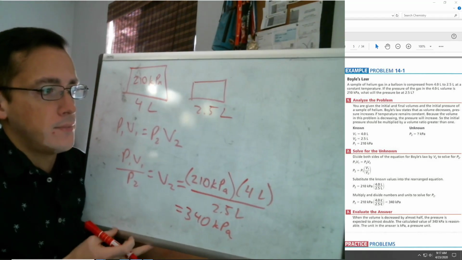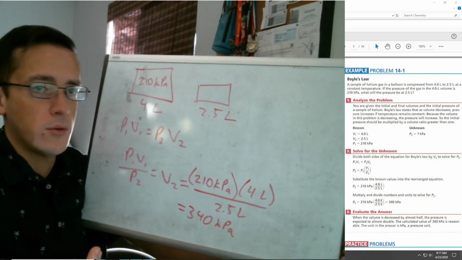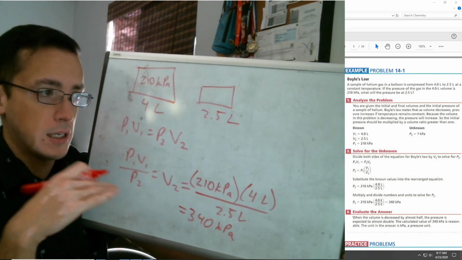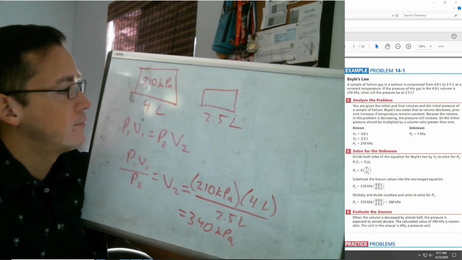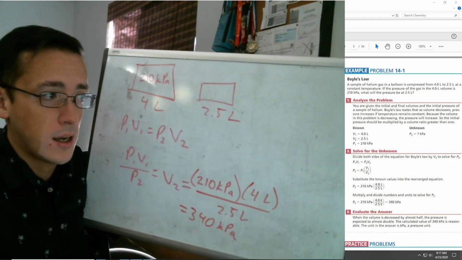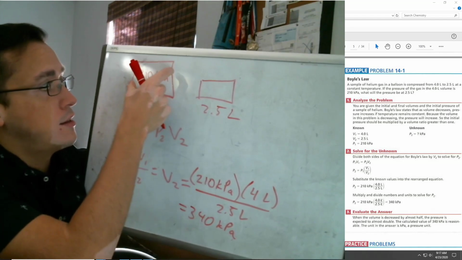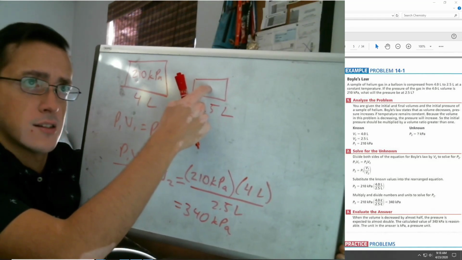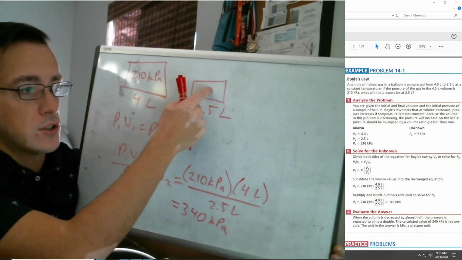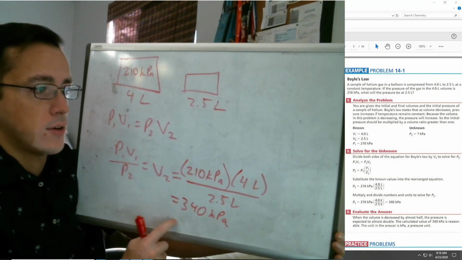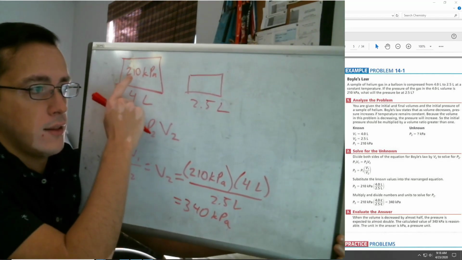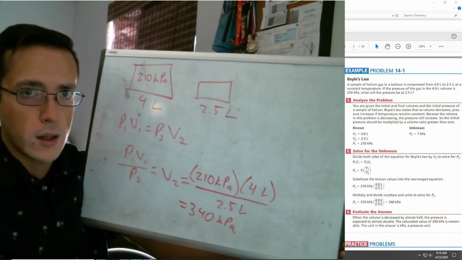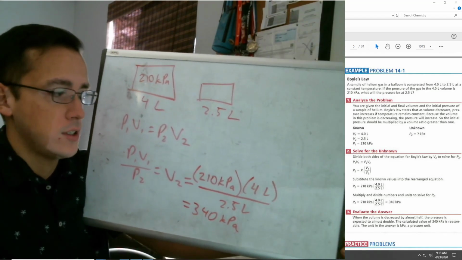Not too bad, right? The only thing you needed to remember was to use Boyle's law for this because temperature is staying the same. The picture might help, kind of. Since the volume got smaller, everything got squished, so the pressure should be higher, and that makes sense with our answer right here. Our 340 is definitely higher than our 210. So we're good, and that's it for example problem 14.1.